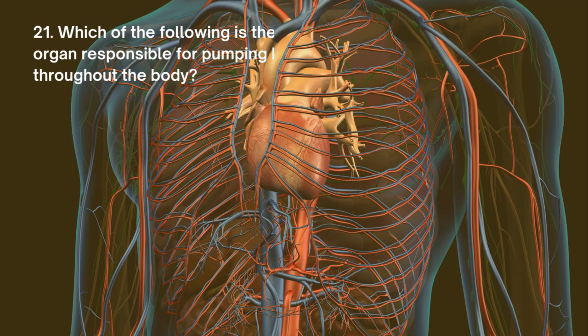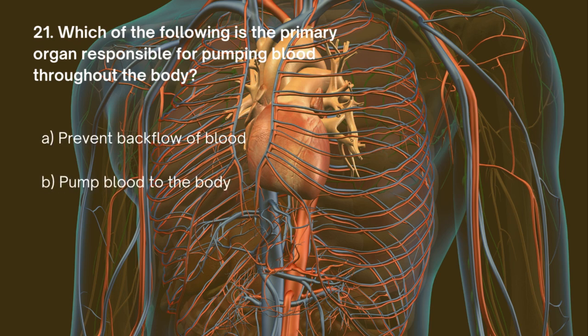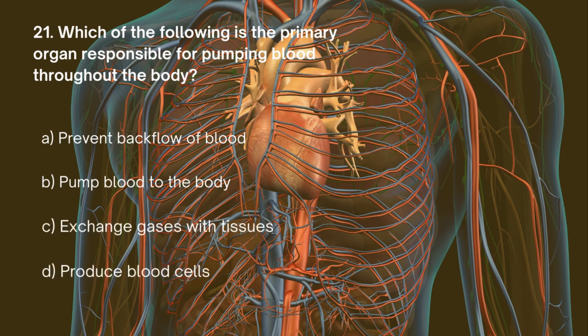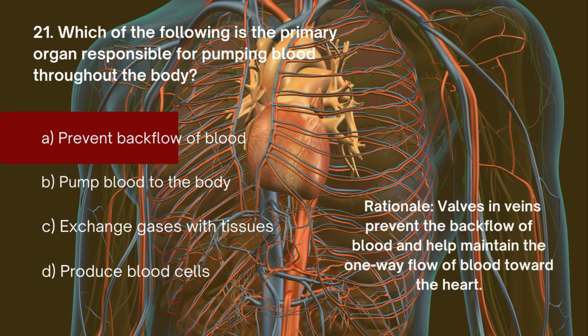21. Which of the following is the primary organ responsible for pumping blood throughout the body? A. Prevent backflow of blood. B. Pump blood to the body. C. Exchange gases with tissues. D. Produce blood cells. Rationale: valves and veins prevent the backflow of blood and help maintain the one-way flow of blood toward the heart.